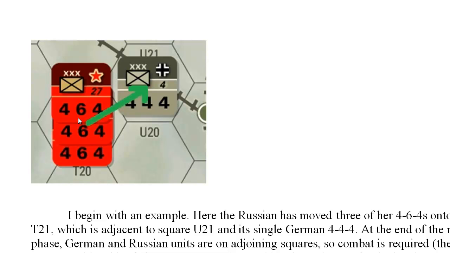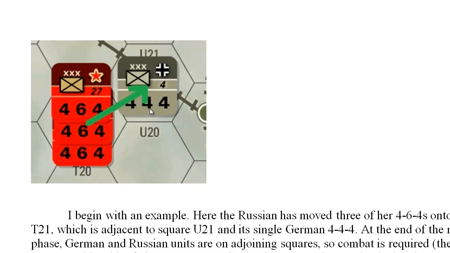So in this case, we have 3 units with an attack factor of 4 each, total of 12 attack factors, attacking one German unit with a defense factor of 4. That's a 3-to-1 attack. The procedure is that the Russian player has ended the movement portion of her turn. She now goes across the map and splits the combat into battles. Battles require that attackers and defenders be on adjoining squares. So here we have a battle. There are no other units involved.